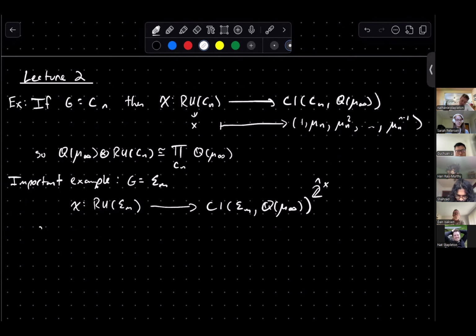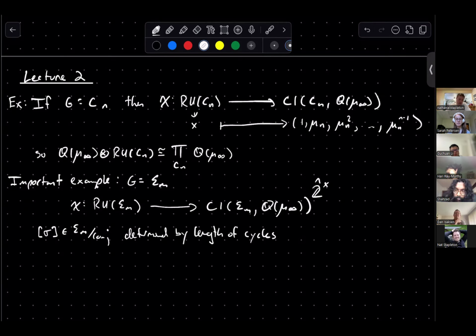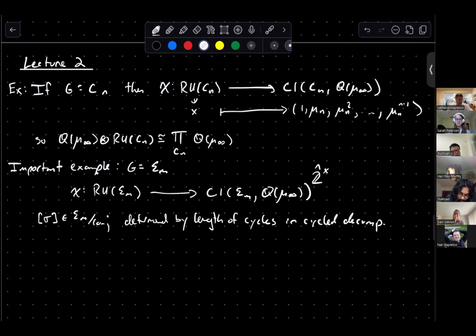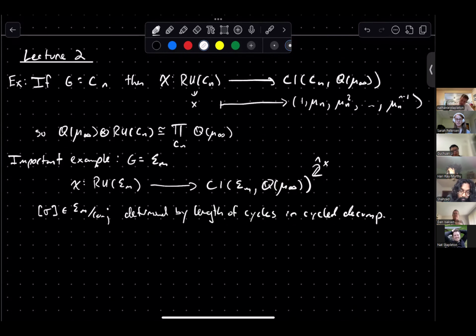So if I have a conjugacy class σ in Σ_M mod conjugation, we know that that's determined by the lengths of the cycles in the cycle decomposition. And we have this action of Ẑ^× on Σ_M mod conjugation. And this is the thing you really want to understand in this example because it's surprisingly degenerate.